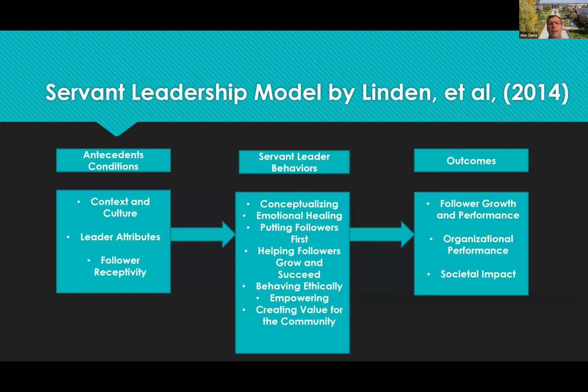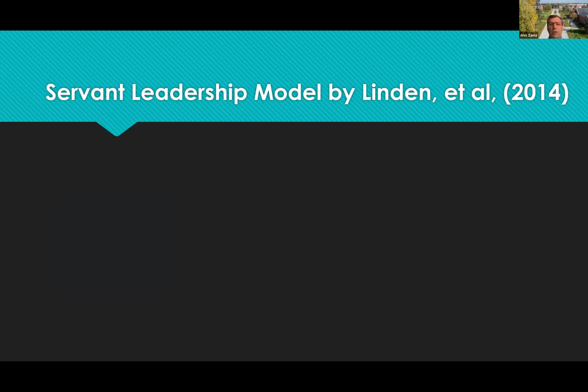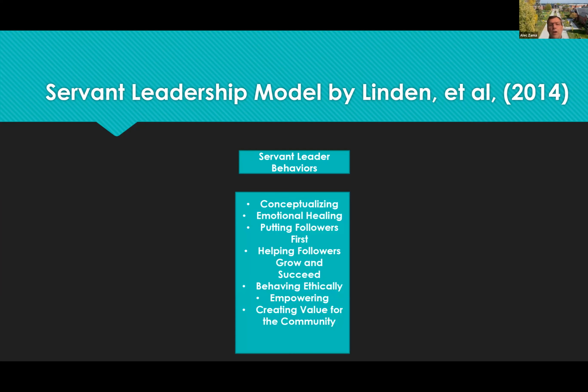Liden in 2014 proposed a servant leadership model that has 3 components: servant leader behavior at the center, antecedent conditions, and outcomes. I would like us to look at each of them because it provides a more systematic view of servant leadership. We're going to look first at the element at the center, servant leader behavior. You see there are similar components to what Spears identified from Greenleaf's writing.